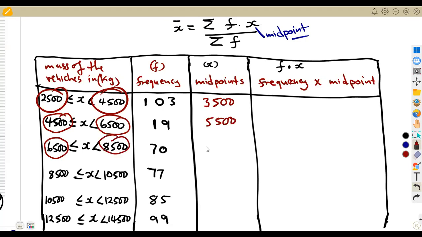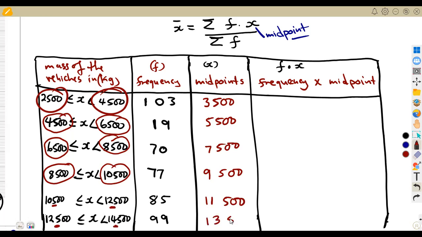So this was going to give you 7,500 if you calculate properly. This one to 10,500, you're going to obtain 9,500. The same from this up to 12,500, you're going to get 11,500. You do the same thing. On the last part, you are going to obtain 18,500. That is how you calculated the midpoints.